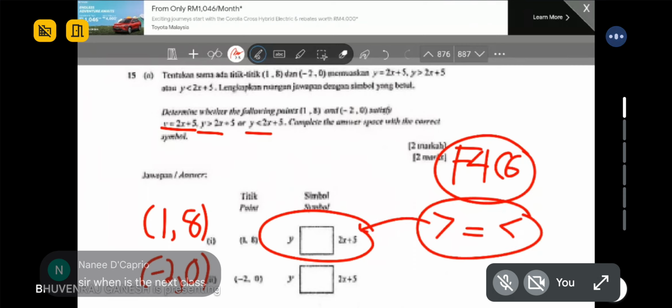Mana yang betul untuk yang ni? Next class, for form 4 or form 5? You're asking.